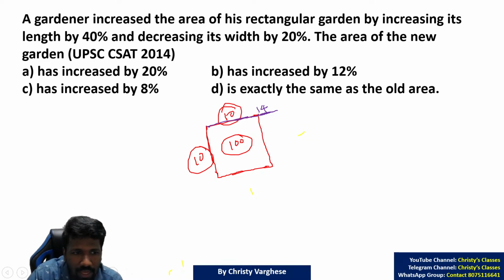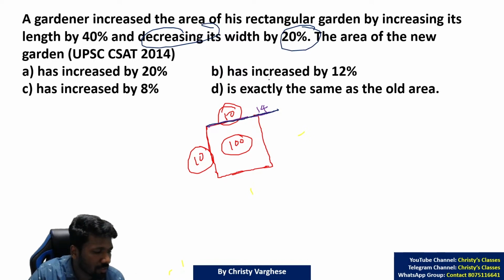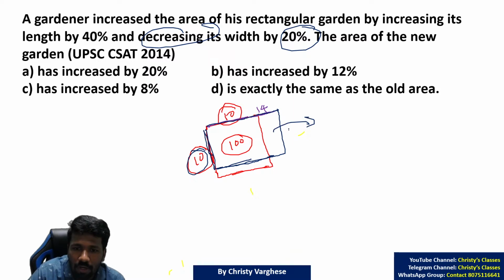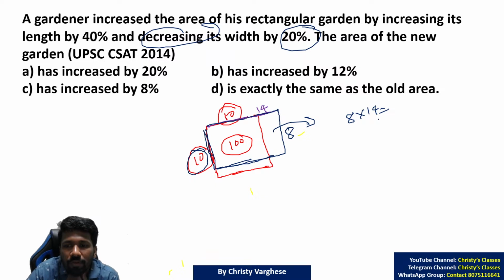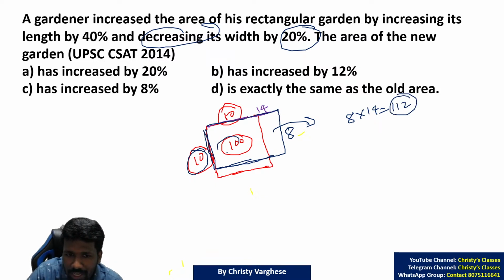We need to know how much percentage increase happened in the area. So 10 is becoming 14. What happened to the width? Decreasing the width by 20% means this 10, 20% is reduced, so it is 8. So the new rectangle is 8 into 14, and the area is 8 into 14. 8 into 14 is what? 14, 28, 56, 112. So initial area was 100, new area is 112.